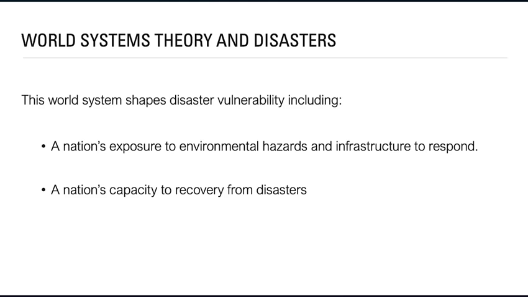World systems theory also explains why recovery is uneven at the national level. Core nations can mobilize resources quickly, while peripheral nations rely on international aid. This aid is often tied to political conditions or delivered through foreign contractors. This reinforces dependency and delays resilience.